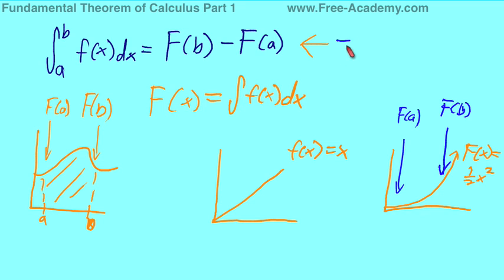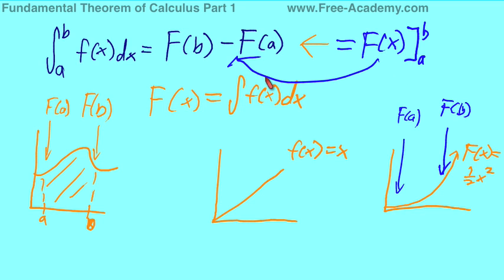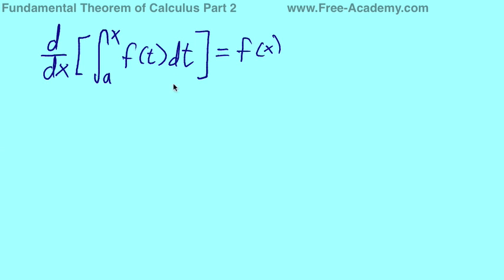Just to be thorough, we do a little notation in the intermediary step of F of x from a to b, or you could just draw that with a straight line too. That exactly means the statement that we have capital F of b minus capital F of a. So that's part 1. On to part 2.